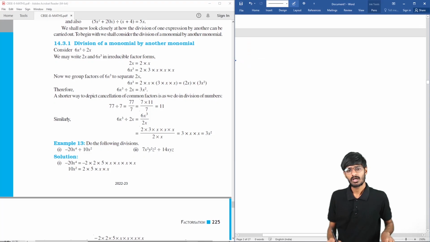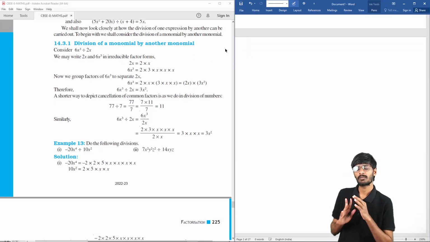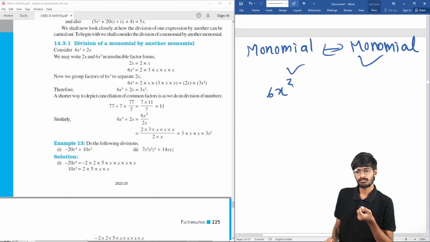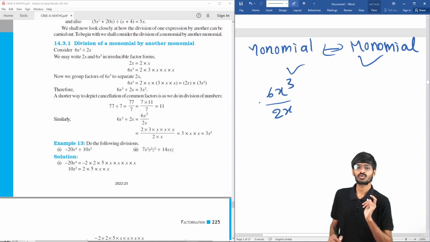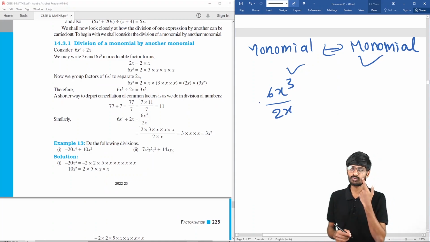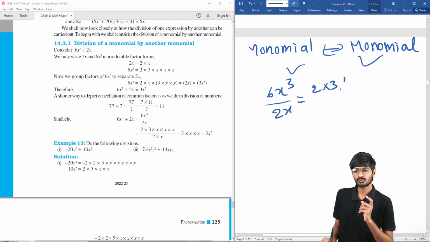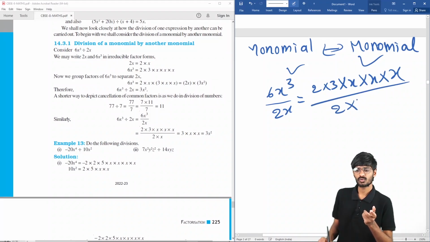Now we are going to discuss the division of a monomial by another monomial. How to do this task? Here we have 6x cube as one monomial, and 2x as the other monomial. How to do the division? For that, first we have to write them in irreducible forms. 6x cube, what is the irreducible form for it? Factors are 2 into 3 into x into x into x, divided by what? For 2x it is 2 into x.